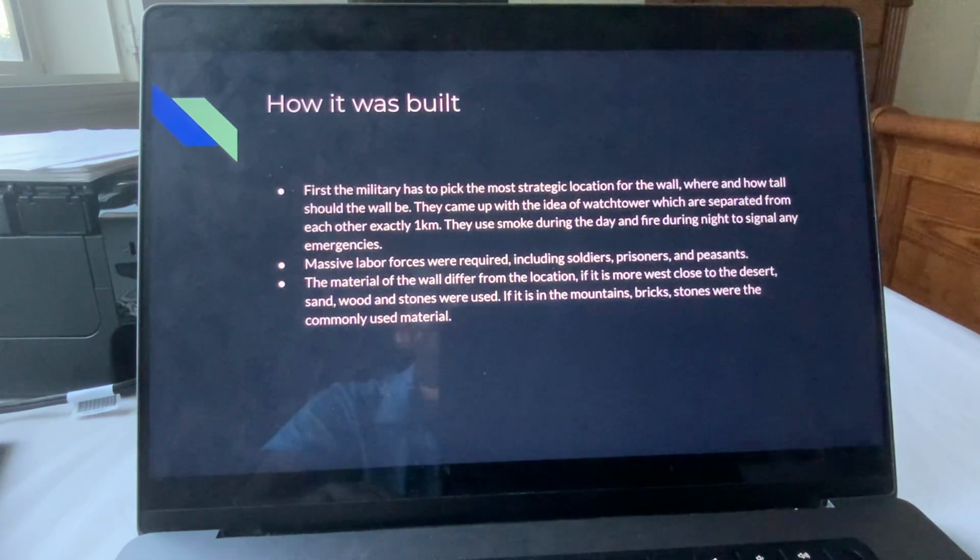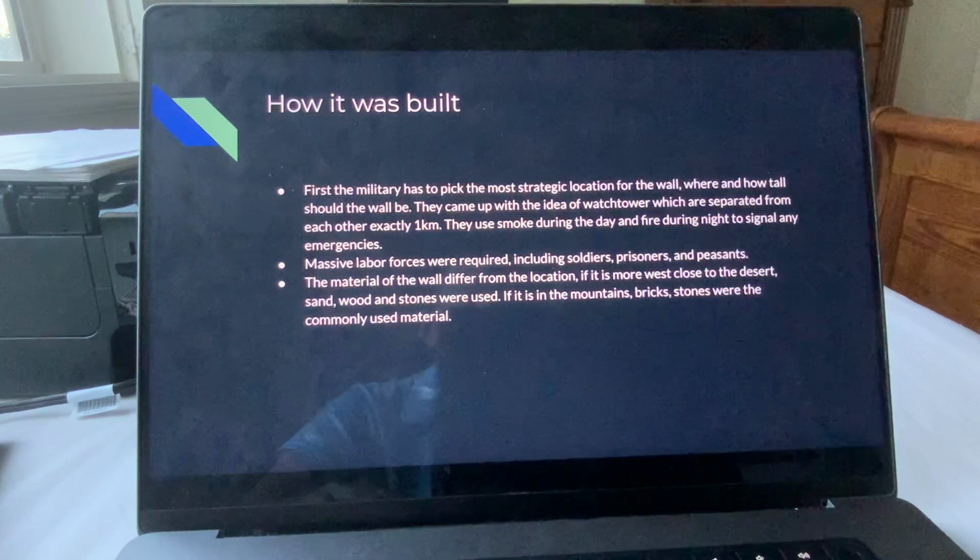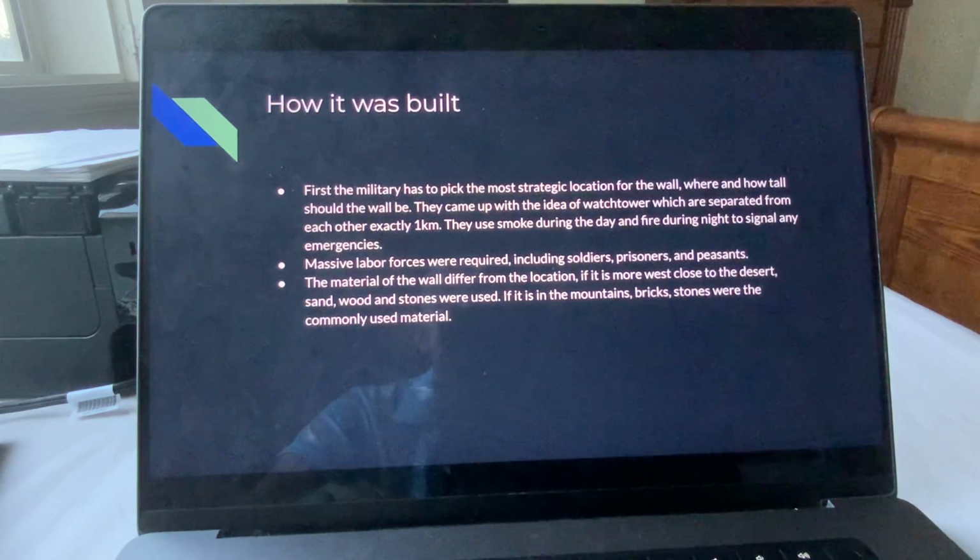And massive labor forces are required, including soldiers and prisoners, and the material of the wall differs by location. On the east part, closer to the desert, more sand or wood were used, and if it's mountains, then brick and stones were the commonly used materials.